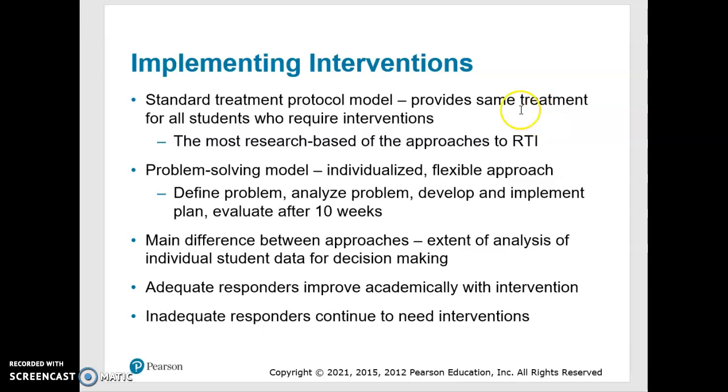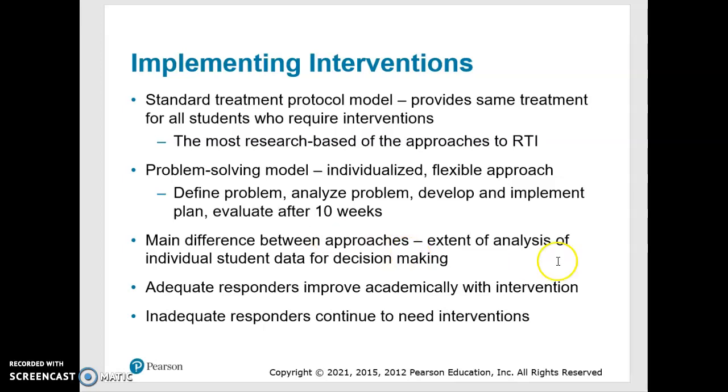We're providing interventions. Research-based, of course, using the problem-solving model, where we want to define the problem, analyze the problem, develop and implement a plan, and evaluate after 10 weeks. Again, a lot of schools use 9 weeks just because that's the grading period at the school, but 9, 10 weeks, something like that. You want to give your plan enough time to work. So you don't want to implement it once and say, oh, it didn't work, we have to identify this child right away. Well, no, that defeats the whole purpose of response to intervention, MTSS.